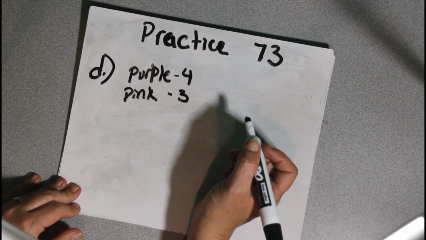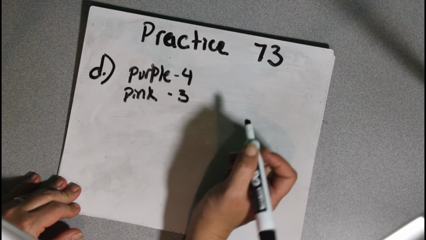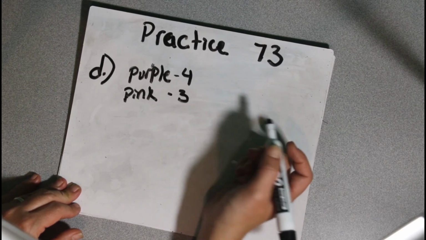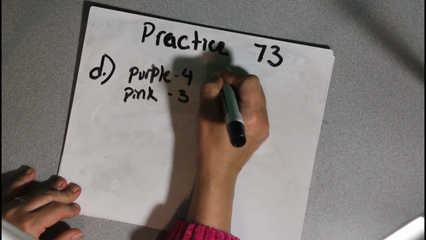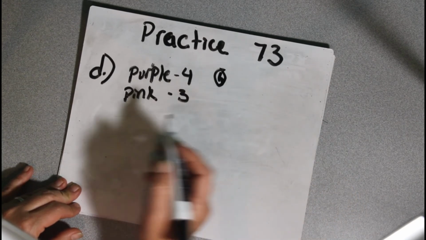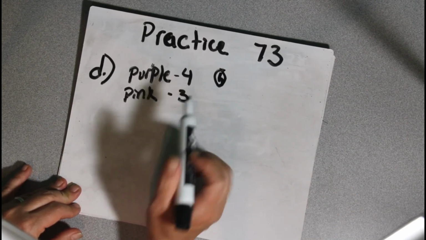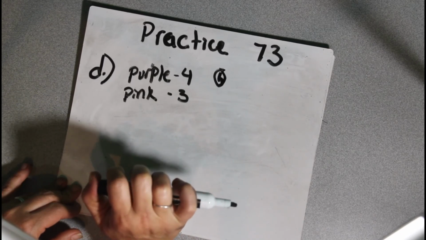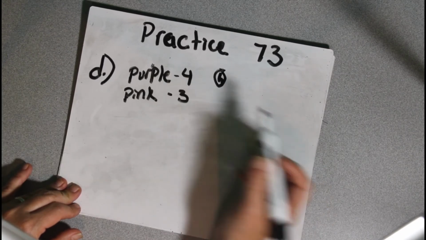2 marbles are drawn at random. What is the probability that both marbles are purple if the marbles are drawn 1 with replacement and 2 without replacement? Alright, so first we're going to do part 1, with replacement. So first we're going to figure out the probability of purple marbles being drawn twice.